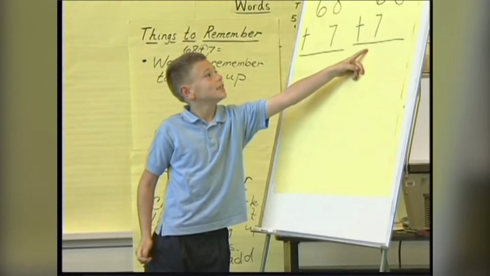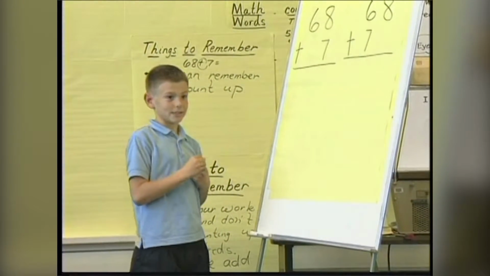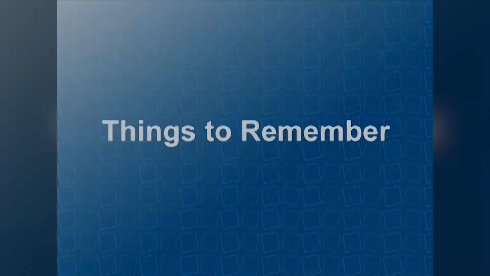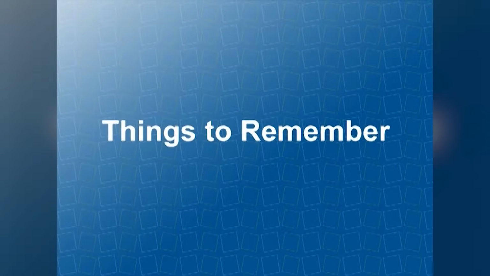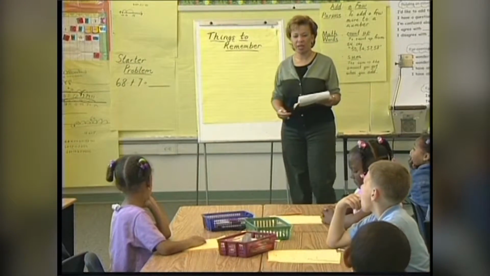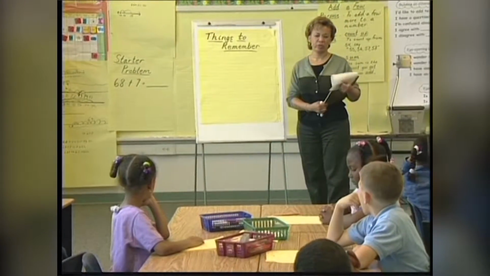This one, the 7's in the wrong place. It's in the 10's place. It's supposed to be in the 1's place. We talk about things we need to remember to solve the problem correctly. What are some things that we should remember?